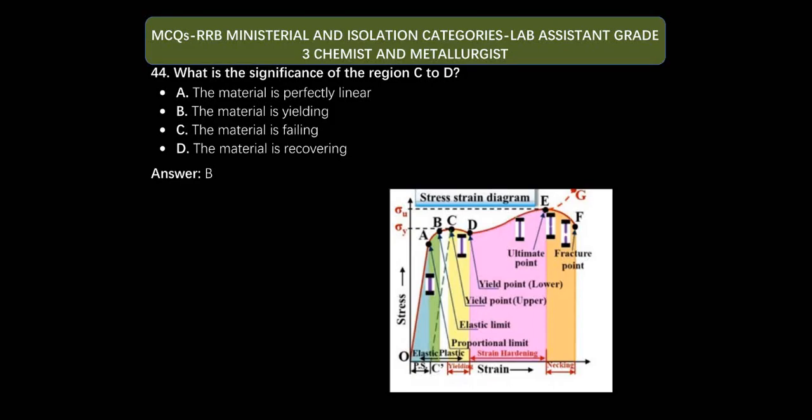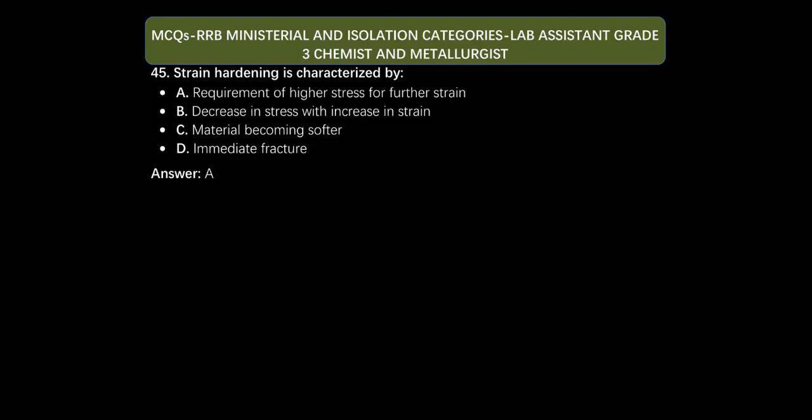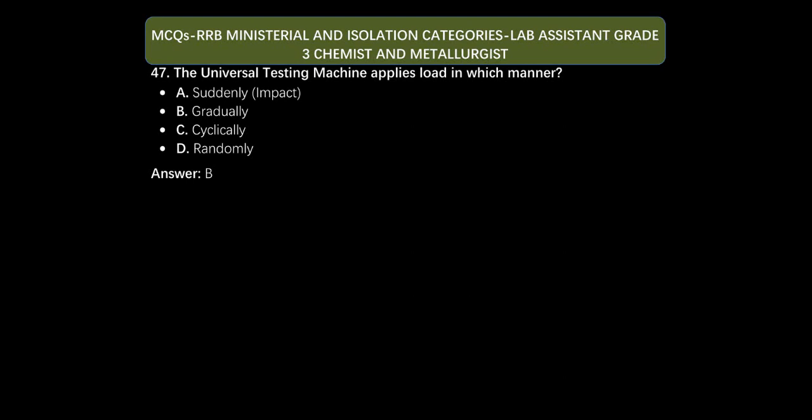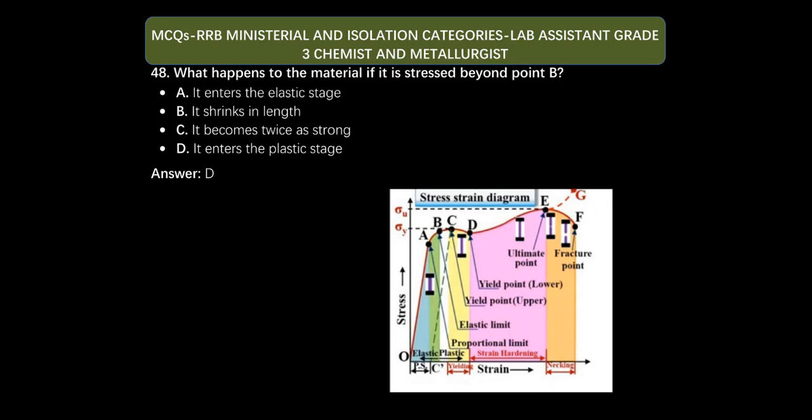What is the significance of region C to D? Option B, the material is yielding. Strain hardening is characterized by option A, requirement of higher stress for further strain. Which of the following is true for breaking stress in the engineering curve? Option A, it is less than ultimate stress. The universal testing machine applies load in which manner? Option B, gradual.